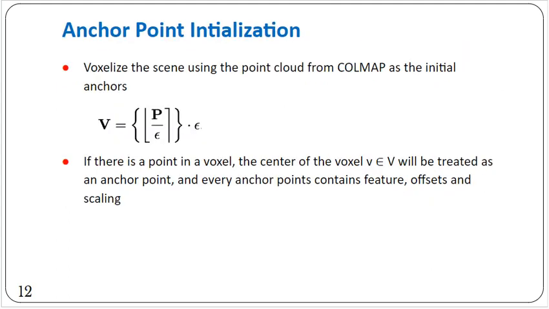And the anchor point initialization. The authors used the sparse point cloud from COLMAP as the initial input and then voxelized the scene from this point cloud. The center of each voxel that contains points is treated as an anchor point.